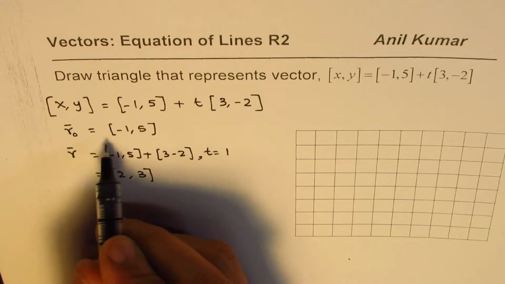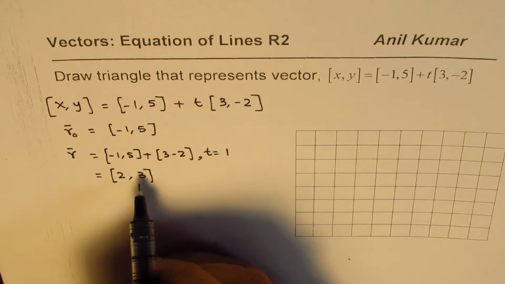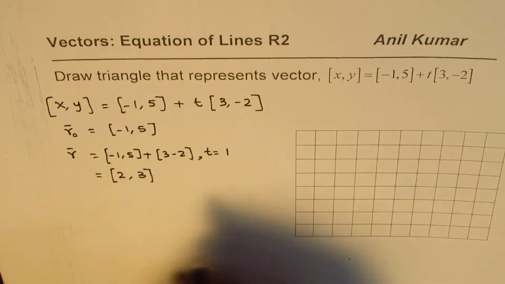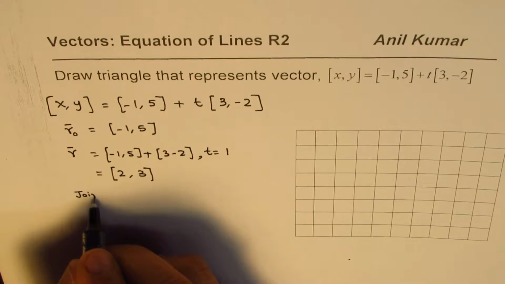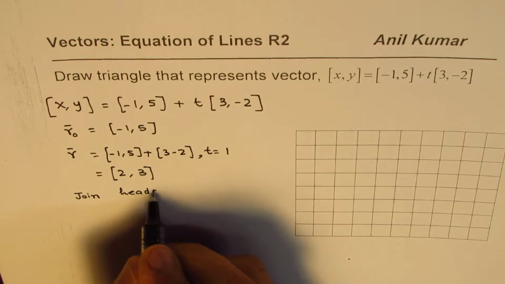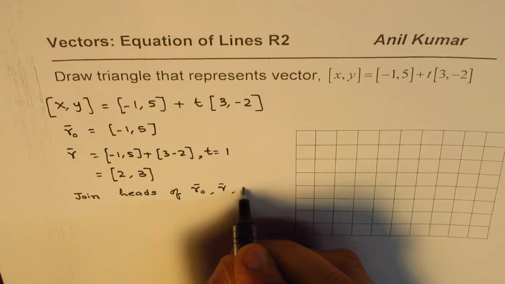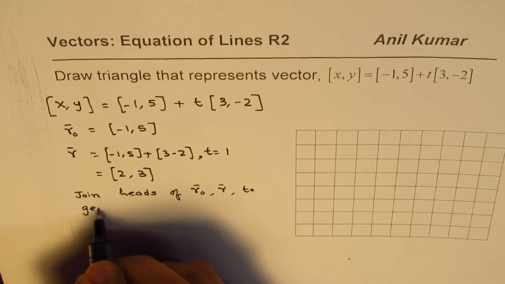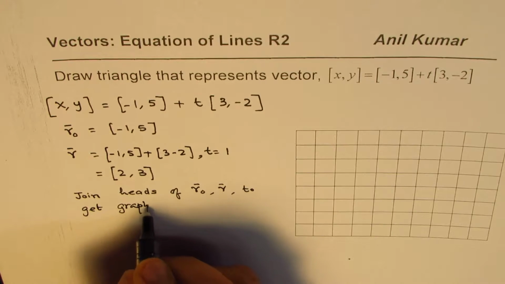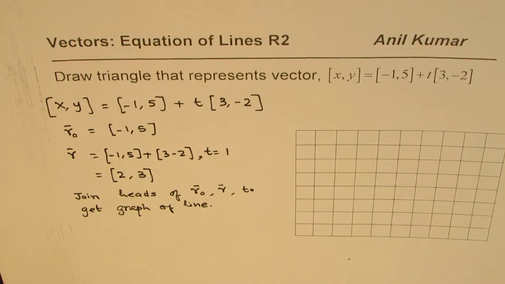Now these two are position vectors. So position vectors are with their tails at the origin and head at this point, right? Now these are like two points on the line, so we can join the heads of these two position vectors to get the graph of the line, right? So that is how we are going to sketch the line. So now let us sketch it.